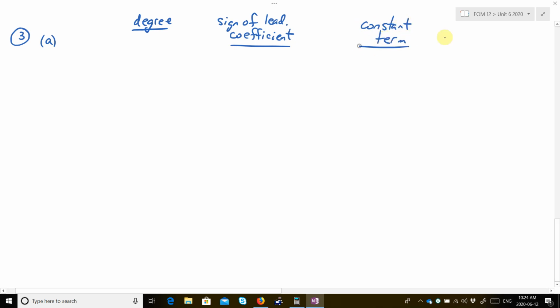And it says determine the degree, the sign of the leading coefficient, and the constant term for the polynomial function represented by each graph below. Okay, so they want us to figure out the degree, the sign of the lead coefficient, and the constant term. Remember that the constant term is always the y-intercept of the graph.